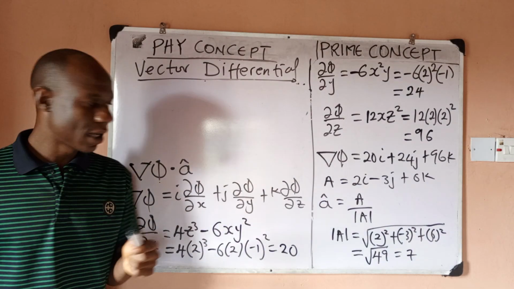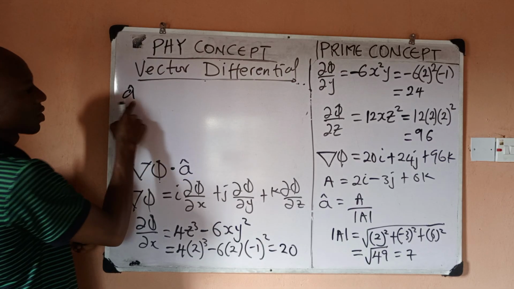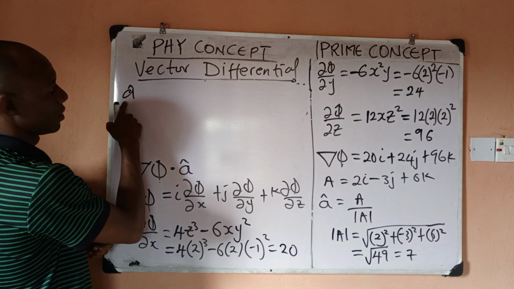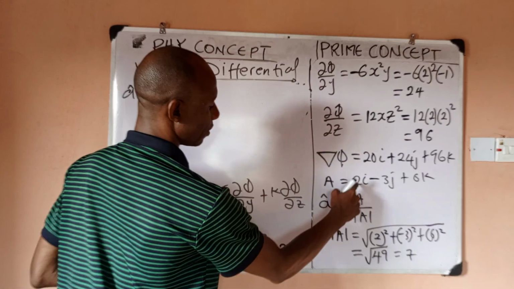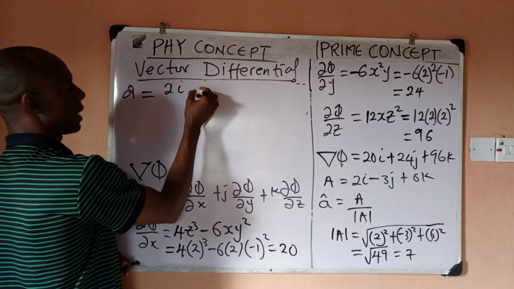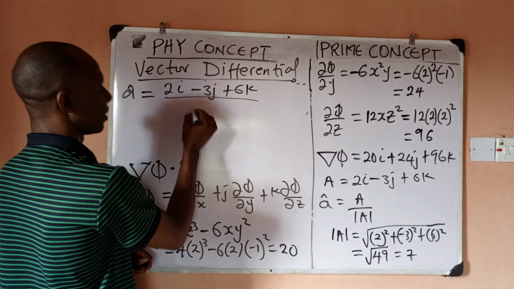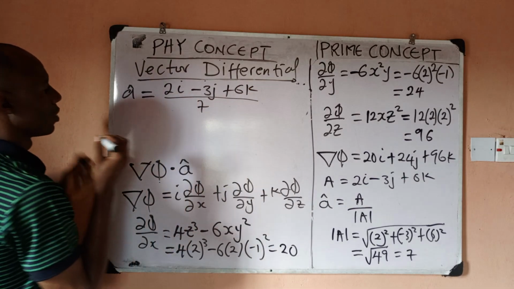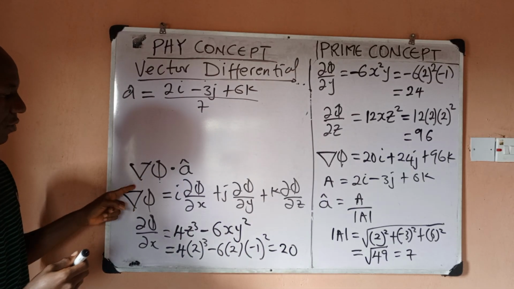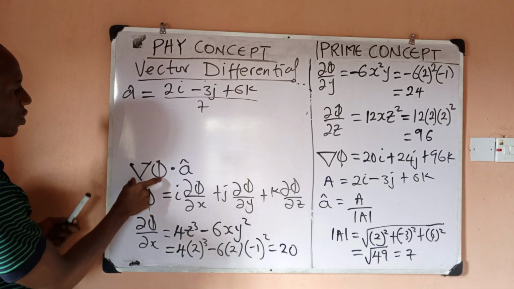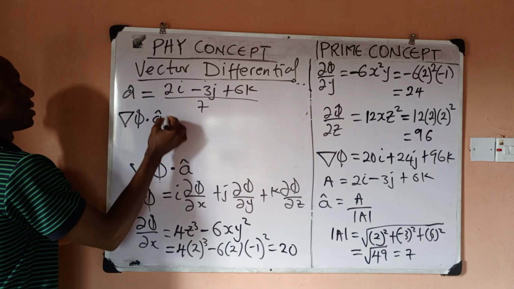So what do I have now? I have that the unit vector, this is called the unit vector. So the unit vector A is going to be A, which is 2i minus 3j plus 6k, all over its magnitude, which is 7. So this is what I have. Finally, to get my answer, this is what I'm looking for. I'm going to get the dot product of the gradient and the unit vector.